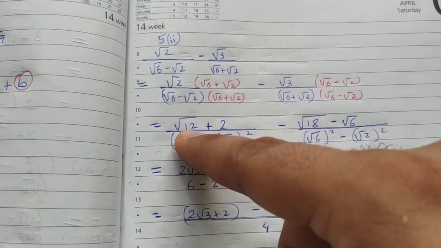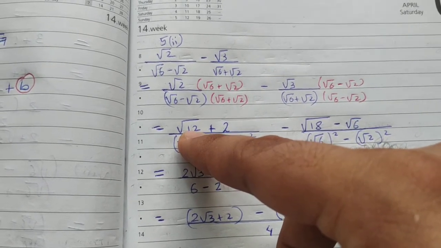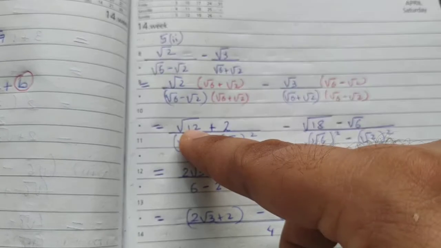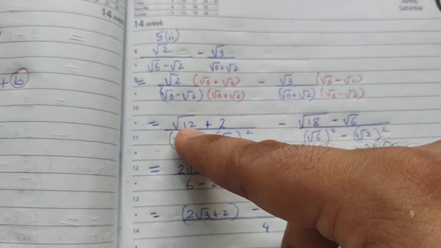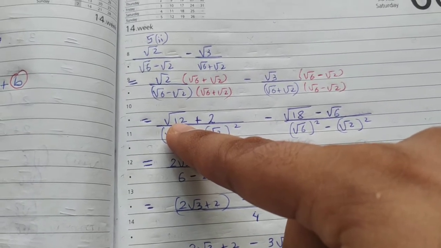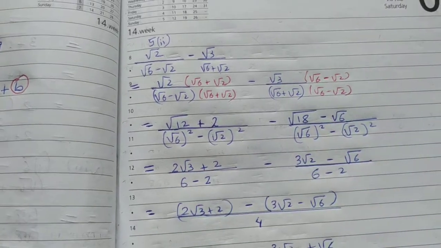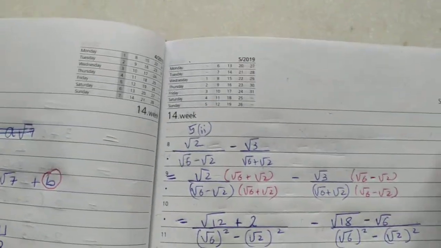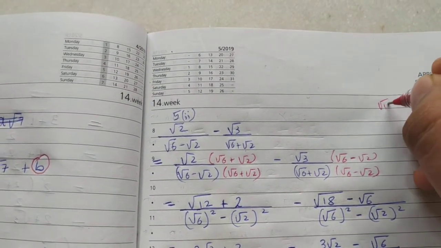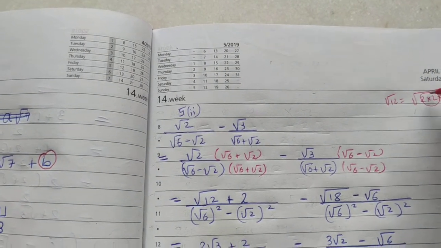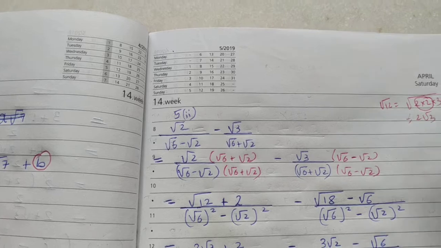Now root 12 can be simplified. If you do the prime factorization, it's 2 into 2 into 3. So I got two 2's out here. So I can remove 1 2. So this becomes 2 root 3. It's like this. Root 12 is 2 into 2 into 3. Take 2 out. So that's 2 root 3.